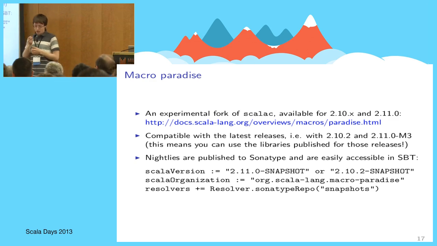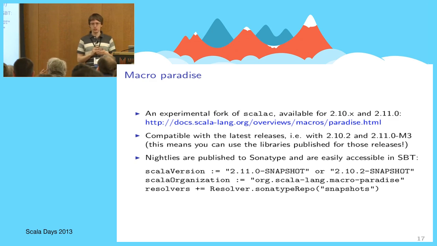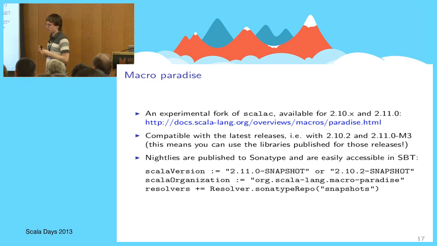Macro Paradise. Maybe you guys have heard of it. We've created a fork of Scala to do various cool experiments, and it works for 2.10 and 2.11 alike. And it's binary compatible with the latest releases, 2.10.2 and 2.11 M3, respectively, which means that you can use it for your experiments as a drop-in replacement for the respective Scala compilers. And you can use the libraries compiled for these releases with your programs.